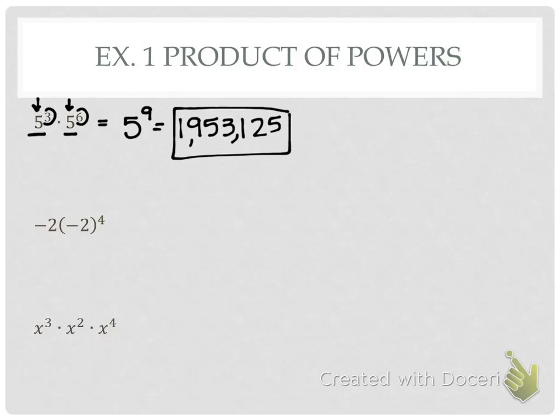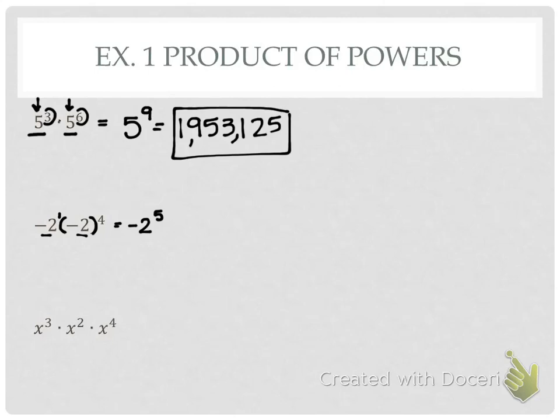Now, let's look at this next problem here. I have negative 2 times negative 2 to the 4th power. First of all, anytime you see a number that does not have an exponent, it is an understood 1 right here. So again, I have the same base, negative 2 and negative 2. So I can just write that as negative 2, and I'm going to add my exponents together, 5th power. So when I have the same bases and they're being multiplied, see, 5 and 5 were being multiplied, negative 2 times negative 2, those are all being multiplied, I can just add the exponents.